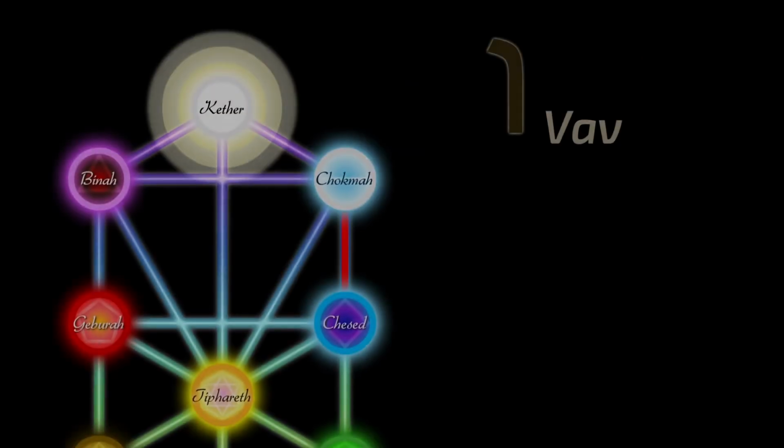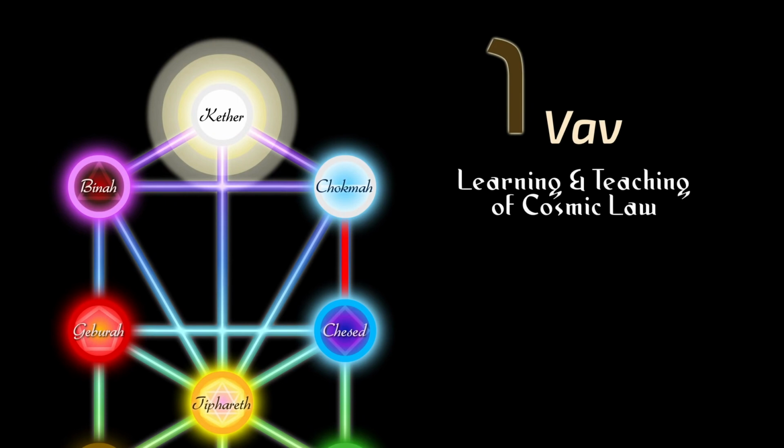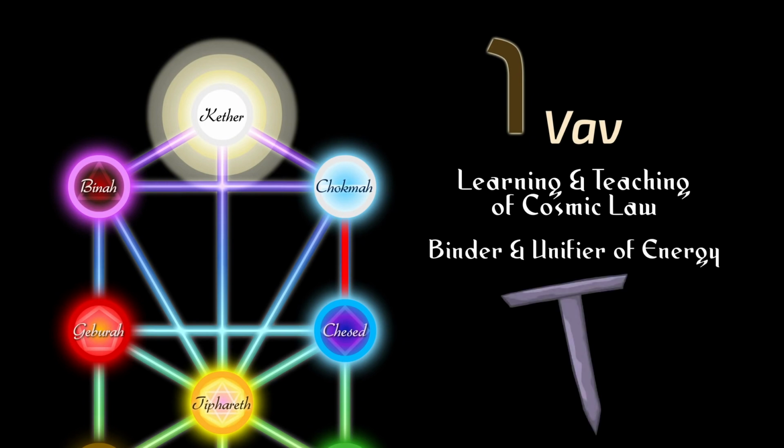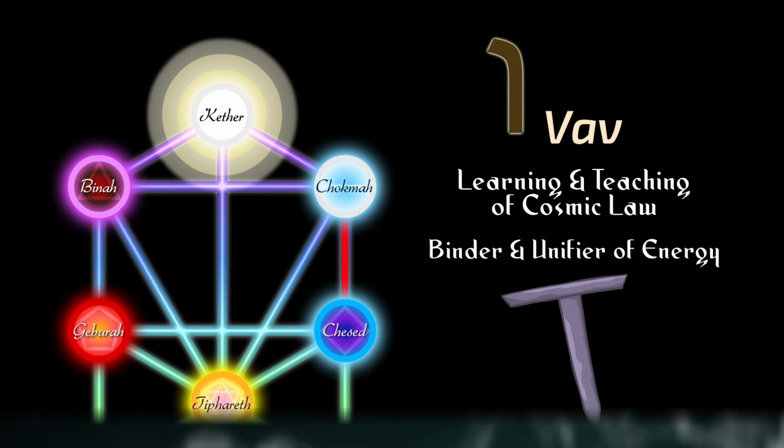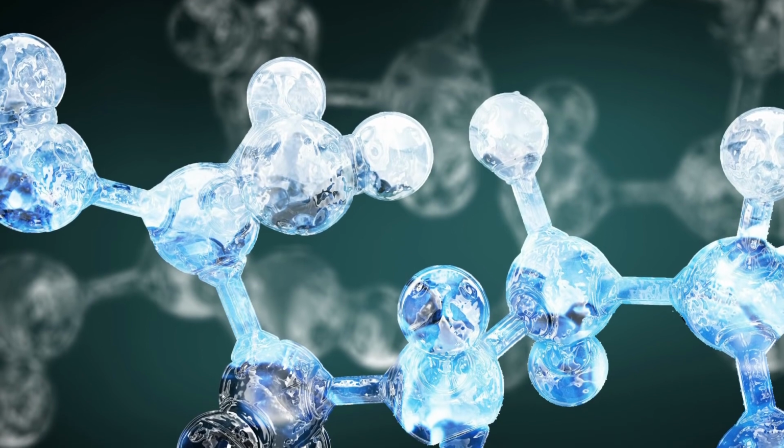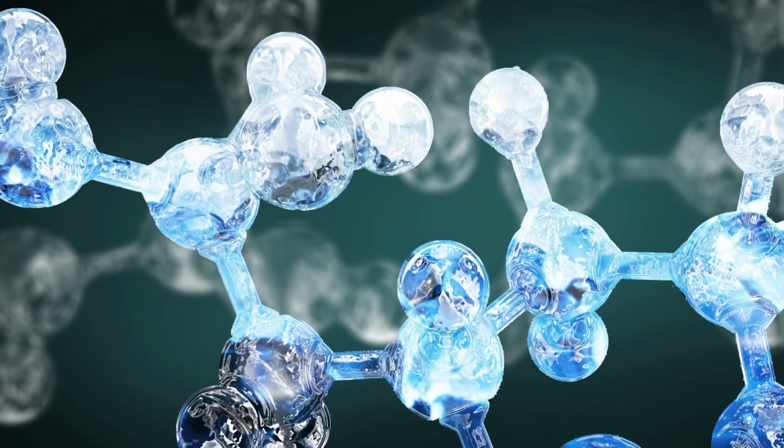The sixth path, Vav. Vav is the pathway of the learning and teaching of cosmic law. It is the sixth path, and so the binder or unifier of energies. Vav often means nail, or sometimes hook or anchor, which is meant to represent the thing that joins other things together and holds them in that state. This is the cosmic principle that allows atoms to form bonds together and create molecules.